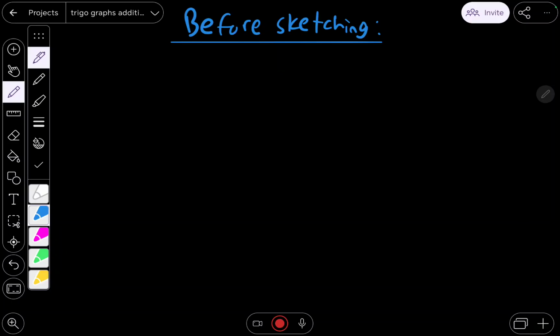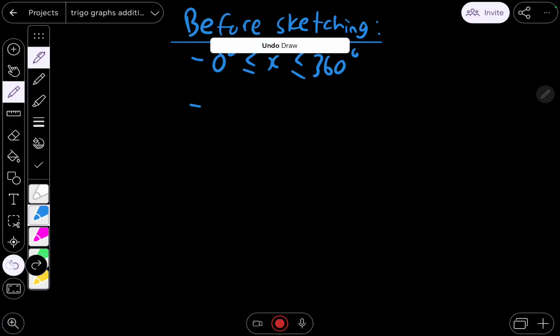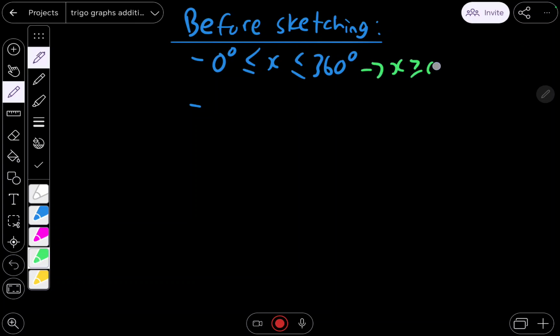So before sketching, right, what I want you to consider are these two very important things: the range of the x values and also the values which are going to put at the y-axis. So on the x-axis, you must know that it ranges from 0 degrees to 360 degrees. Okay? So basically, this is the range. So this means that, which I'll write in a different color, x must be more than or equal to 0 degrees and x have to be less than or equal to 360 degrees.